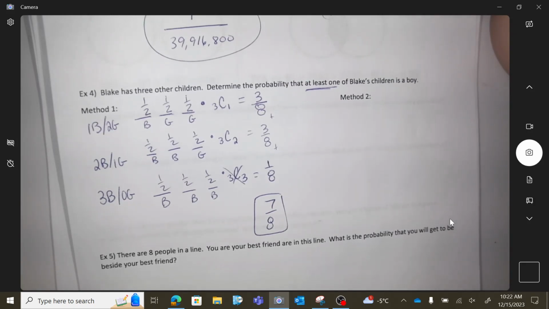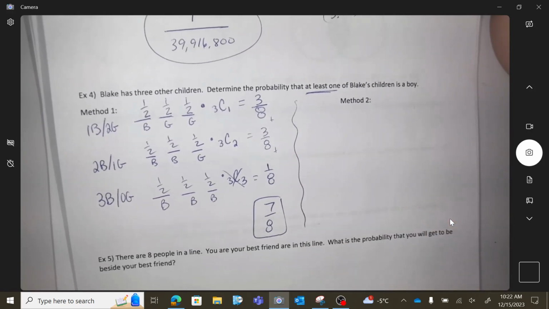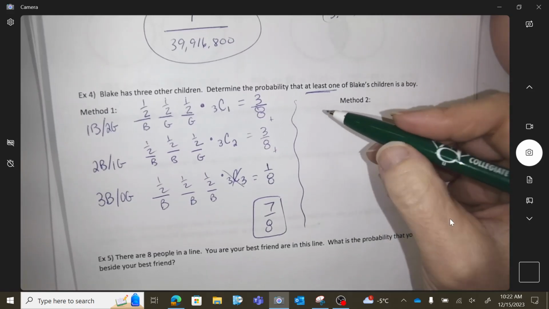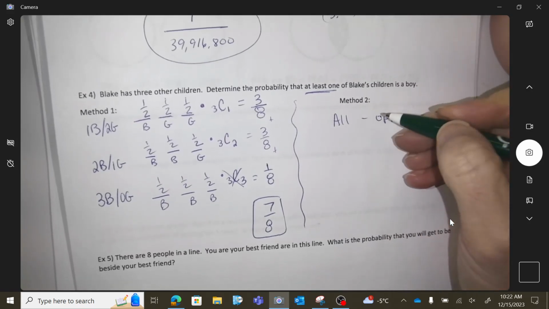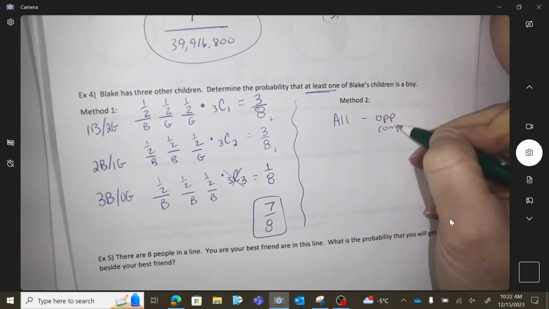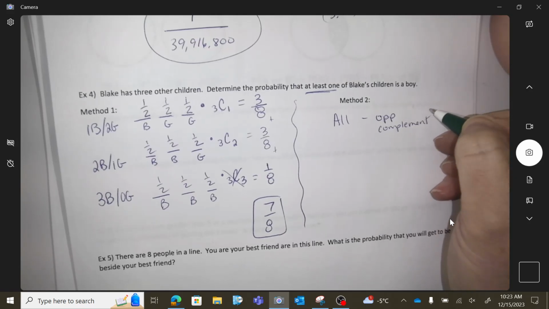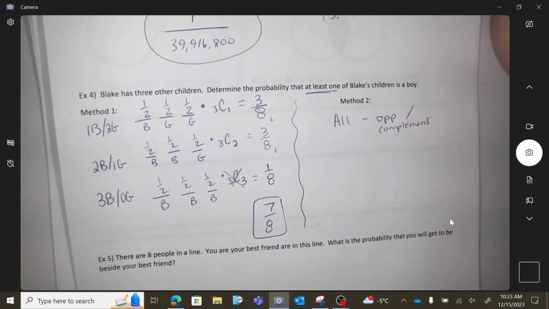Okay, method 2. What do you think the other method would have been? What kind of other strategies have we sometimes done? All minus complement. This is called complement, by the way. You've probably run into that on your sheet. Opposite complement event.